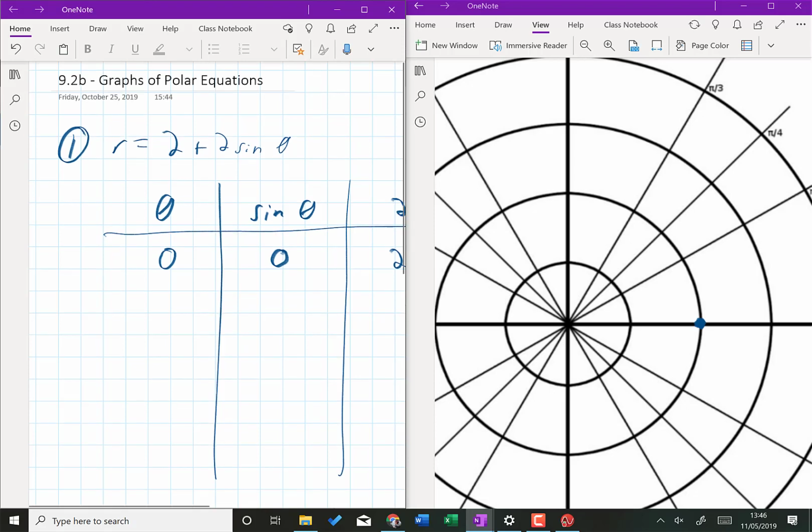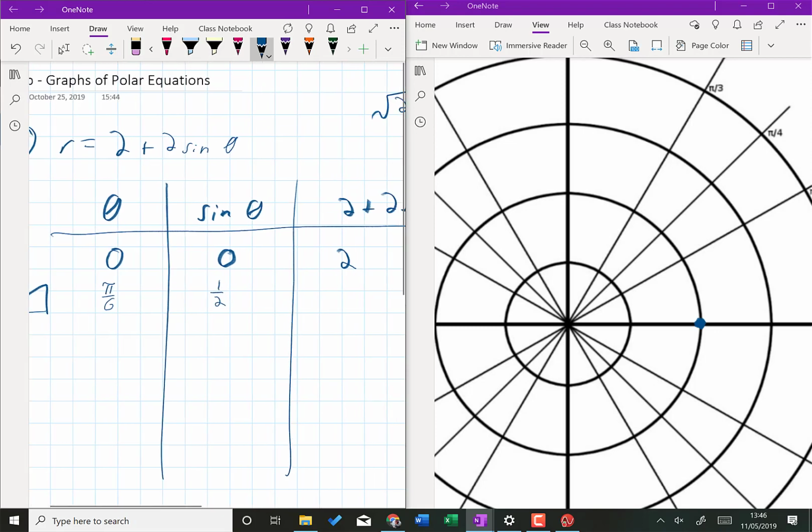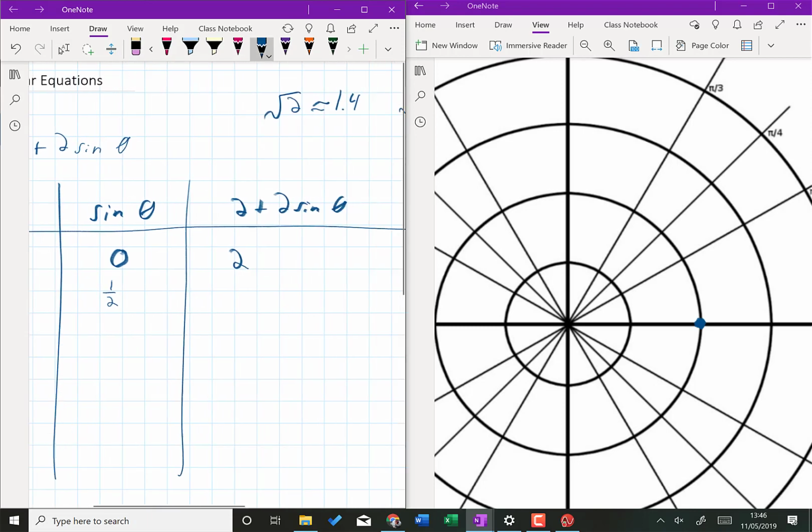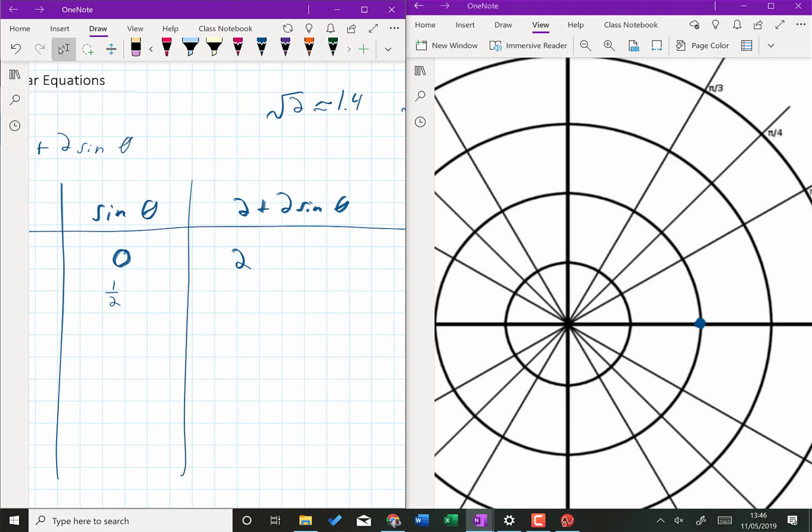My next angle is pi over 3, kidding, pi over 6. The sine of pi over 6 necessitates that you draw this triangle if you really want to get it well. What's the sine value? 1/2. Remember, 1, 2, root 3. And then 2 plus 2 times 1/2 is 2 plus 1, which is 3. So (pi over 6, 3) is now an ordered pair. And that moves out there.